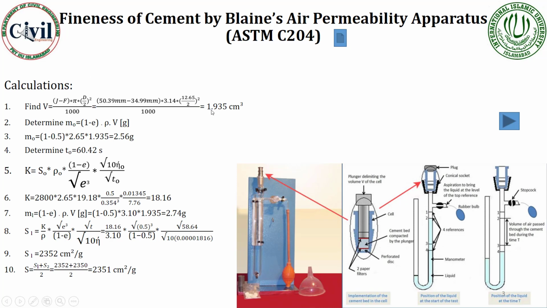By using this formula, we can calculate the volume of a cement sample present in it. Then secondly, you will determine the mass required to be filled in that volume. This is the formula you can use to calculate it. E is basically the porosity of a specimen, rho is the density, V is the volume which I have calculated earlier. So here comes 2.56 grams of standard specimen, which would be used to calculate its time lag.